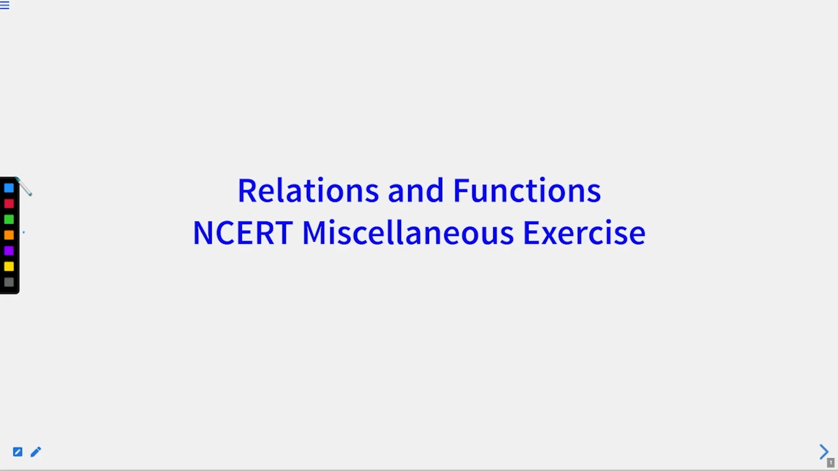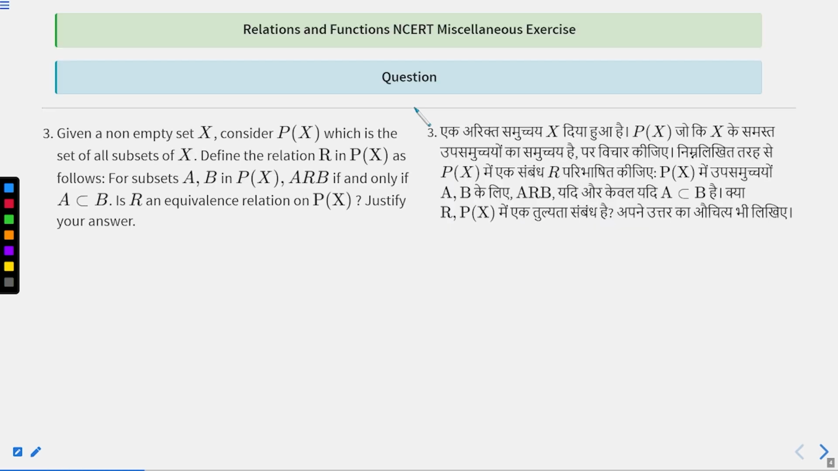Today we will be continuing our discussion on NCERT miscellaneous exercise for chapter 1 Relations and Functions of class 12th. Okay, so let's move. We already discussed first and two questions. Now let's discuss the third question.